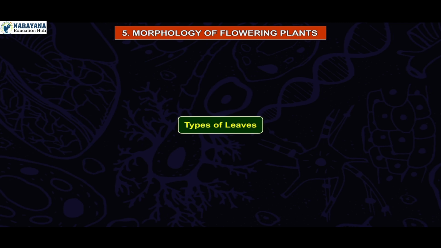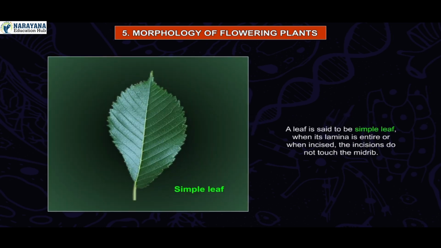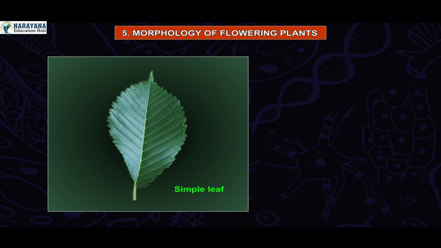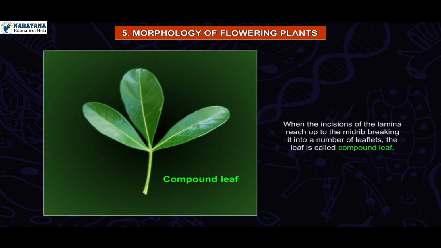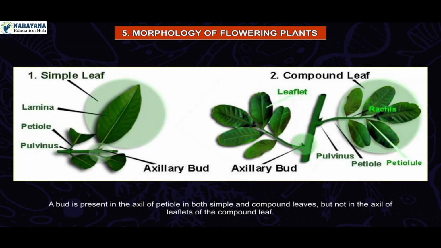Types of leaves. A leaf is said to be a simple leaf when its lamina is entire or when incised. The incisions do not touch the midrib. When the incisions of the lamina reach up to the midrib, breaking it into a number of leaflets, the leaf is called a compound leaf. A bud is present in the axil of petiole in both simple and compound leaves, but not in the axil of leaflets of the compound leaf.